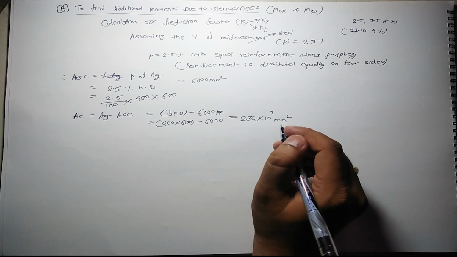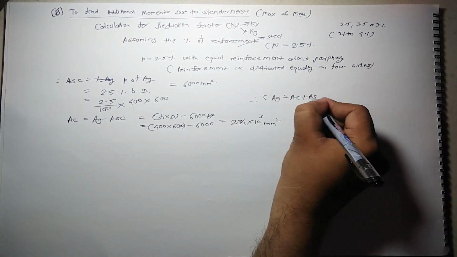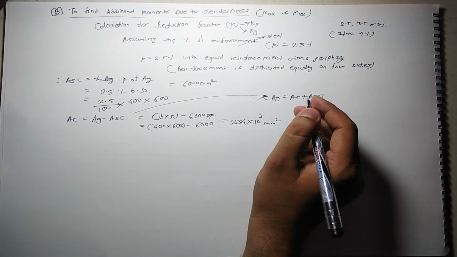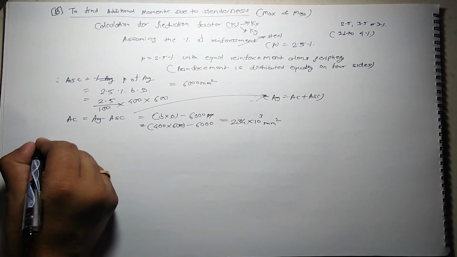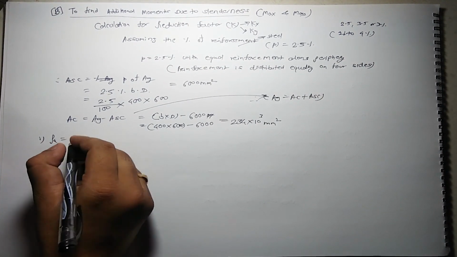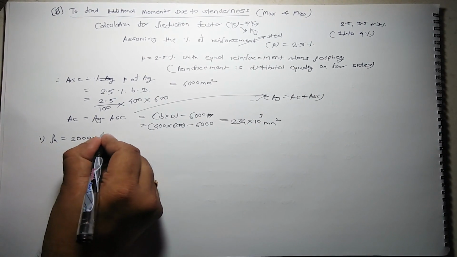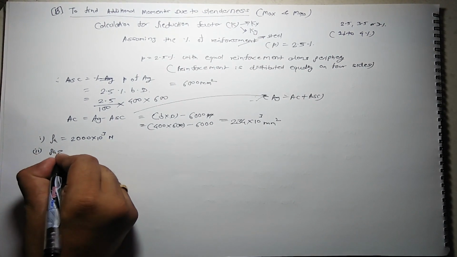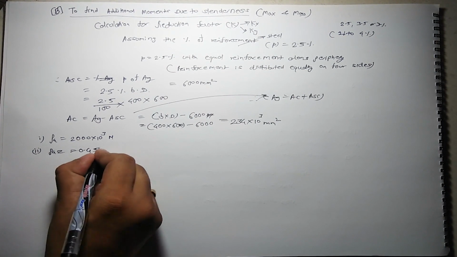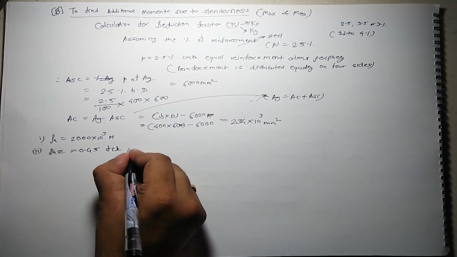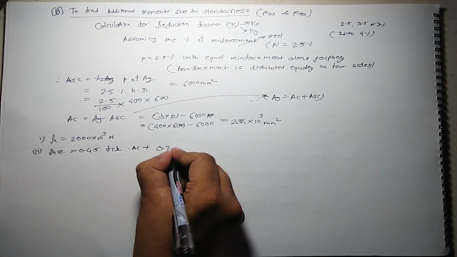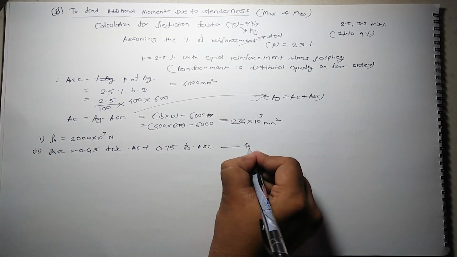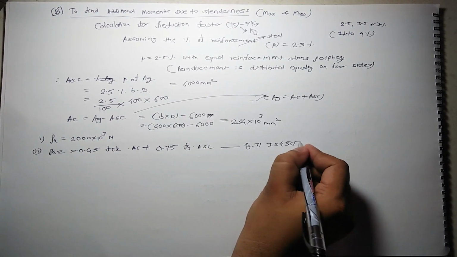Okay, and you know that plus Asc, from this formula we can derive this. Now we require three parameters. Number 1 will be Pu, which is 2000 into 10 to the power 3 Newton. Then Puz equal to 0.45 FCK into AC plus 0.75 Fy into Asc. This formula you will get on page number 71 of IS 456.